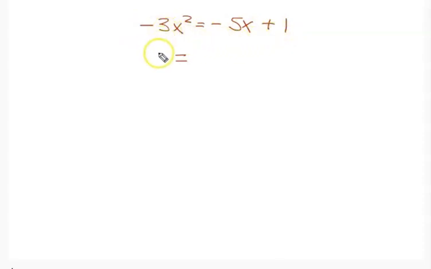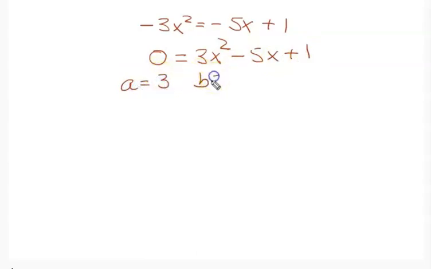Now here it's easy because I'm going to just take the a term from this side, move it to the other side, where I get now 3x squared, transposing it from this side to that side, and I'll put the 0 there. And then the other signs stay the same. Now we're going to identify our a as a 3, our b as a -5, and our c as a 1.